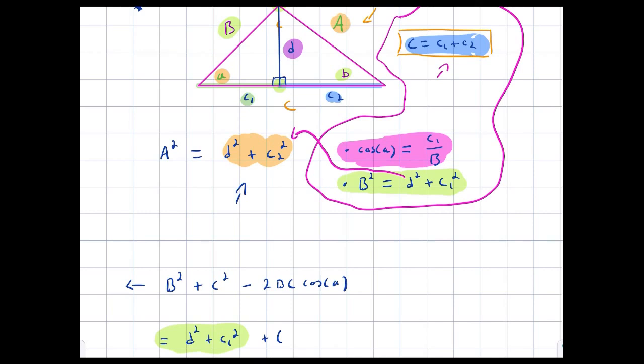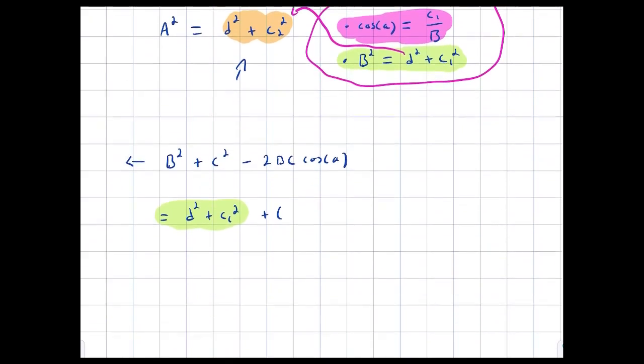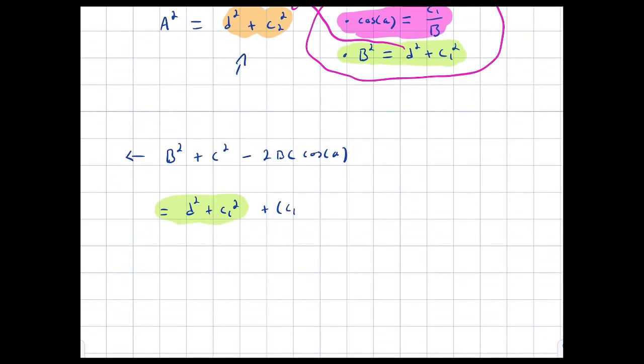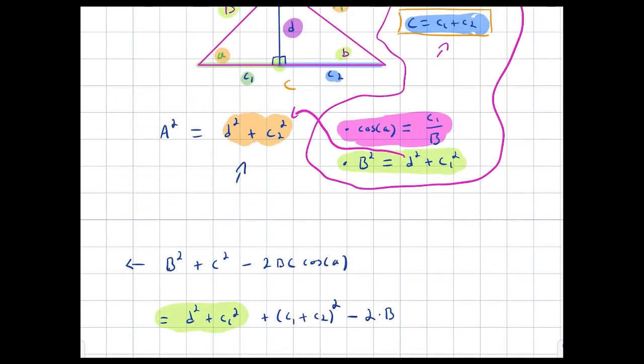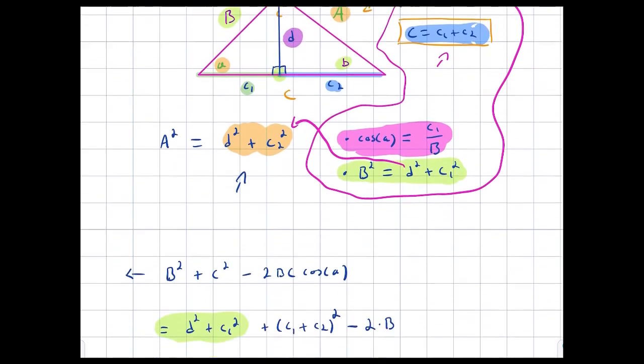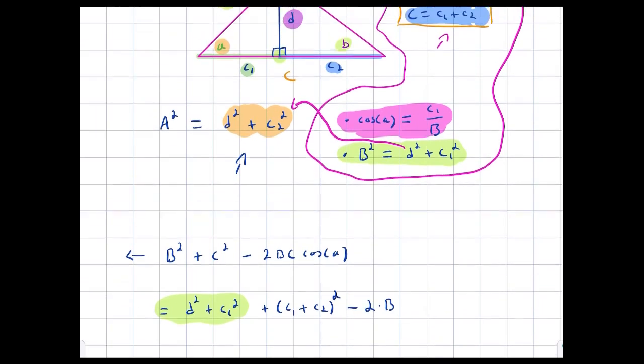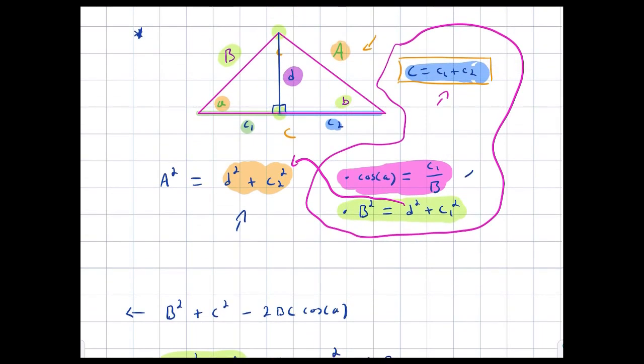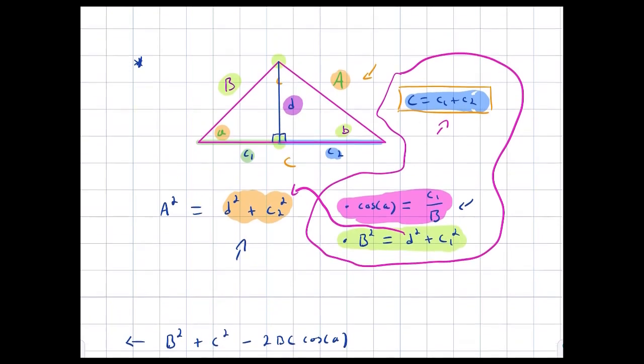So I want to get that c1 and that c2 into this thing. What better way than writing c as c1 plus c2, and then this is all squared, and then I'm subtracting 2 times b, which I think I can leave as b for right now. I think it's probably a good idea to leave b as it is, because I'm looking ahead and seeing it's going to cancel with this b, and I want to be transparent about that.